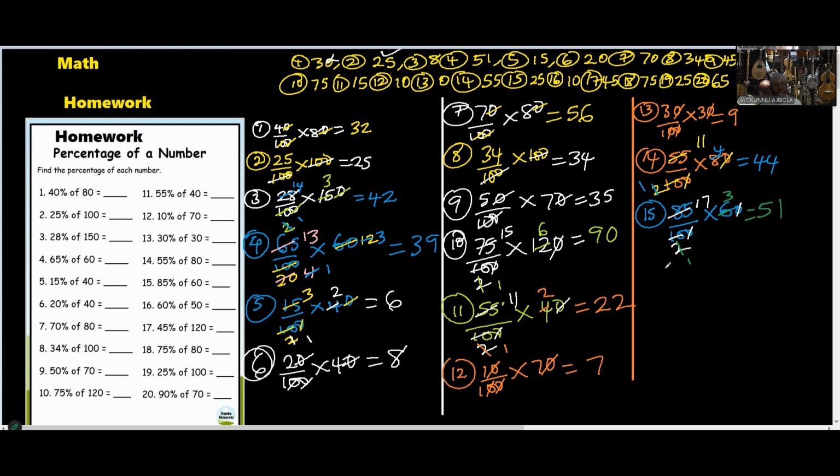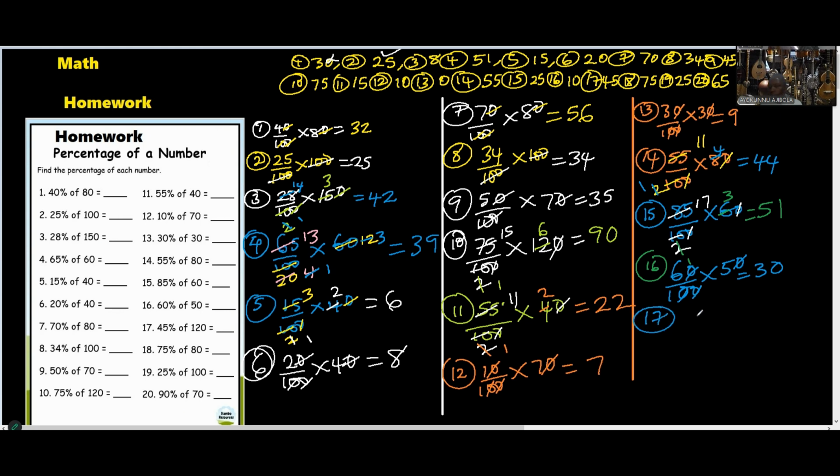Is that clear? Yes. Okay. So we have 60% of 50. So two zeros cancel two zeros. What's 6 times 5? That's 30.